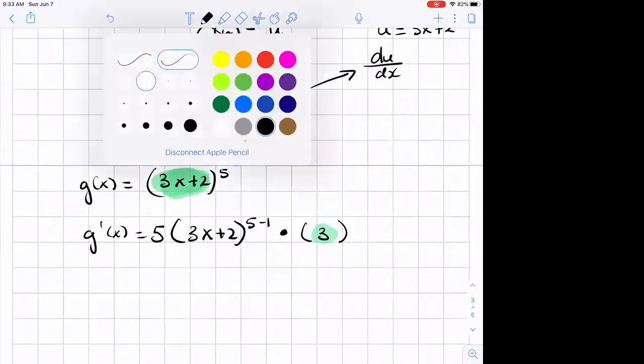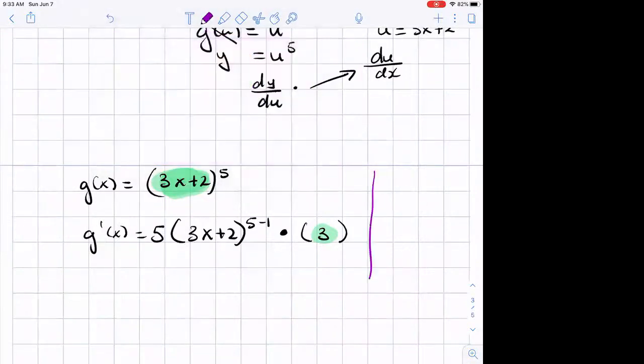Listen, let's look at this from a different perspective. Example: if I tell you g of x is equal to x to the fifth, what's g prime of x? It's 5x to the fourth. You subtract 1, and the power comes to the front. That's where this 5 is coming from. You have to look at those rules in your class notes from sections 3.1, 3.2, and 3.3.